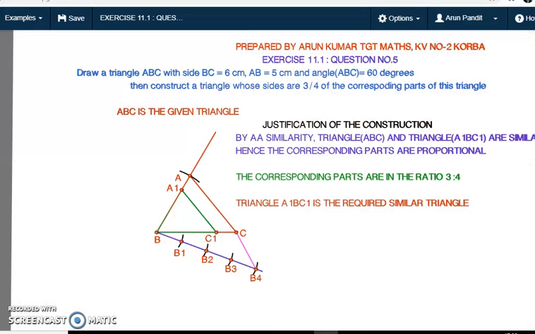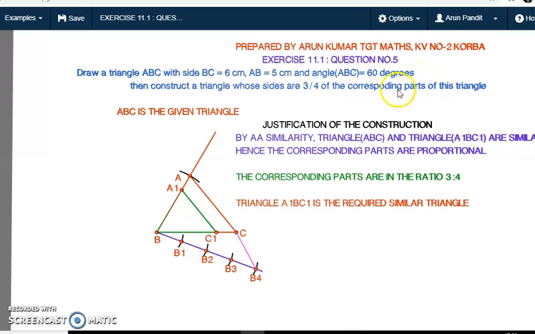Now look at question number 5 of exercise 11.1. What question number 5 says: draw a triangle ABC with side BC equals 6 centimeter, AB equals 5 centimeter, and angle ABC is 60 degree. Then construct another triangle whose sides are 3/4 of the corresponding sides of the given triangle. So what we need to do, first we have to construct a triangle ABC of given dimensions: BC is 6 centimeter, AB is 5 centimeter, and angle ABC is 60 degree.